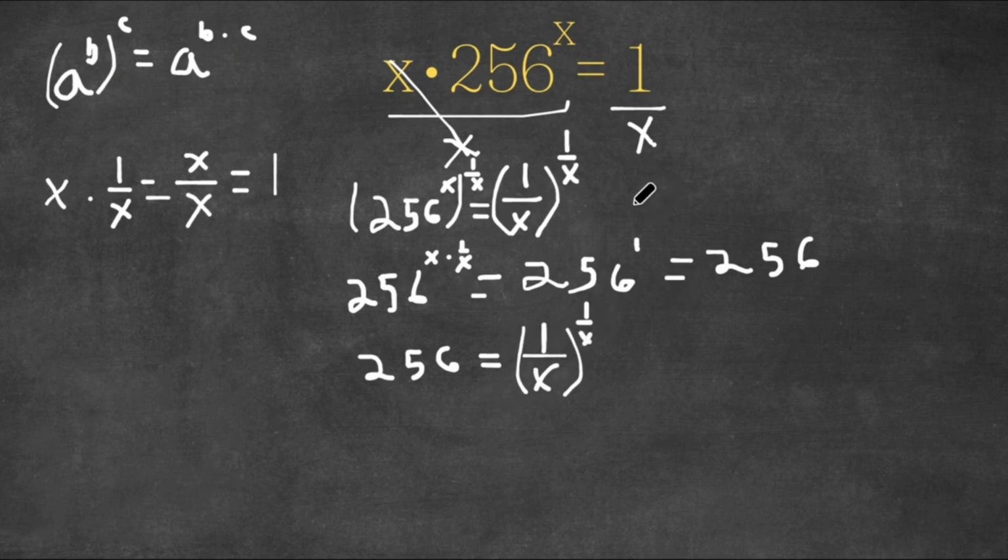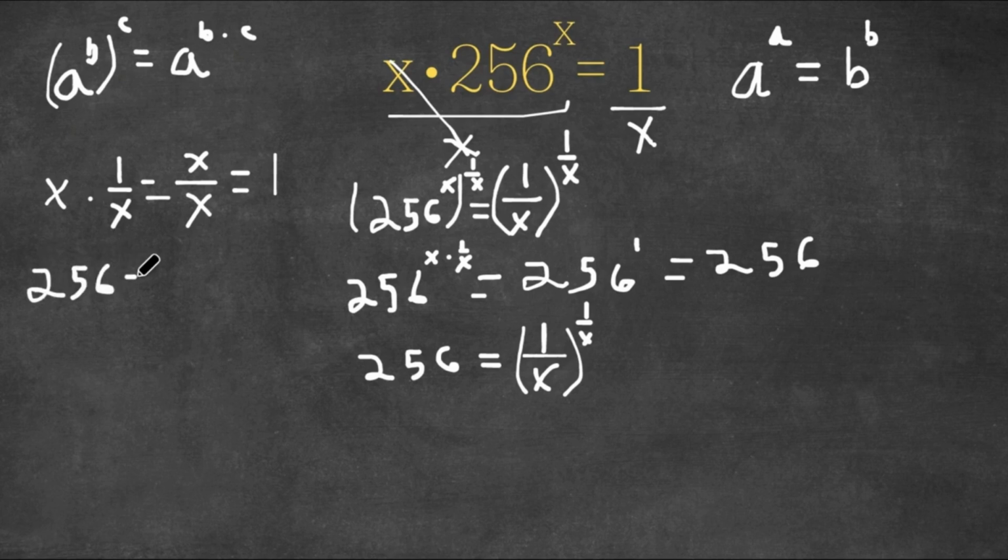Now what we want to do is convert this equation so that it's in the form a to the power of a equals b to the power of b. So we already have b to the power of b over here because 1 over x to the power of 1 over x, they're both the same. Now we want to convert 256 so that it's in the form a to the power of a.